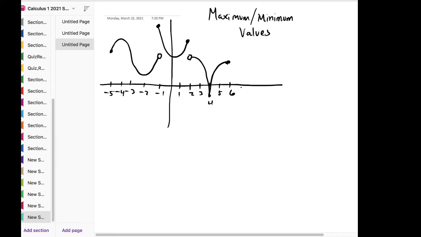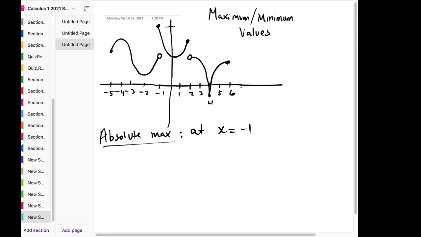So first of all, just in this picture here, where's the absolute max? We call this the absolute max. Where's the maximum? It's at x equals -1, not 0, but whatever this value is here. I didn't give a y value, so I'll just call it f of -1. So that's up here, right? This is the biggest y value.